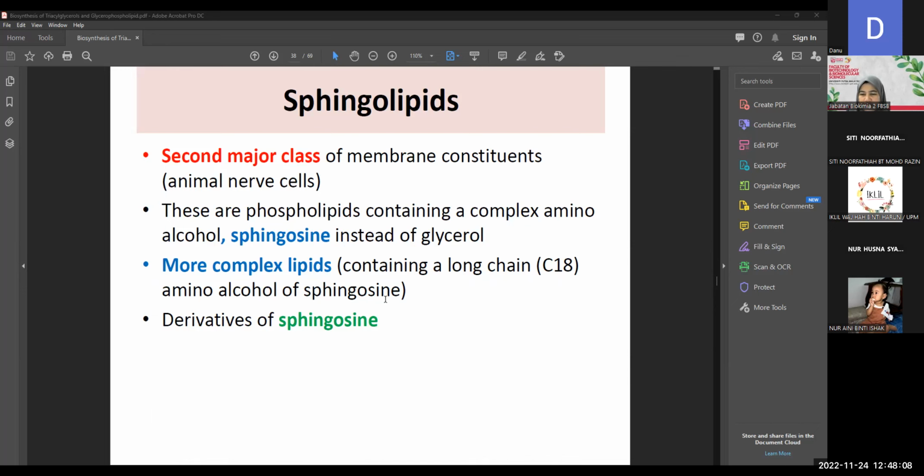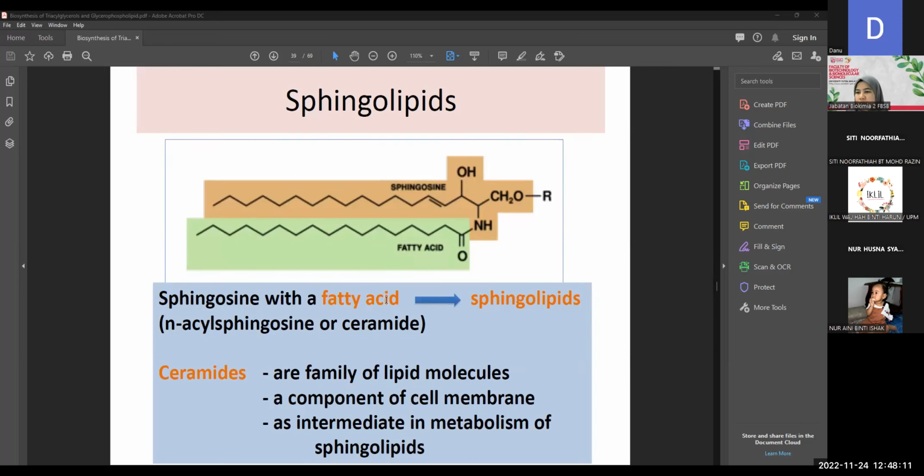So it's important for nerve cell and cell membrane. When a fatty acid is attached to the amino group of sphingosine, the backbone of sphingolipid, it is known as an acylsphingosine or ceramide. Are you familiar with ceramide?